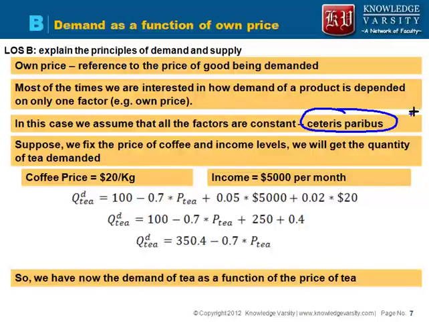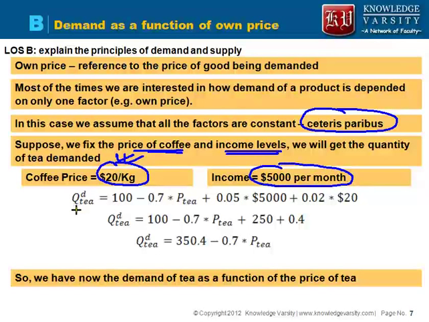Okay, so if we fix the price of the coffee and we fix the income level, we need to know how much quantity we are going to demand. So the coffee price we have fixed at 20 per kg. The income level we have fixed as 5000 per month. So we said that the quantity demanded is 100 minus 0.7 of the price of tea, plus 0.05 into 5000, plus 0.02 into 20, because we had 0.05 for income and 0.02 for coffee. So 0.05 into 5000 will become 250. 0.02 into 20 will become 0.4.